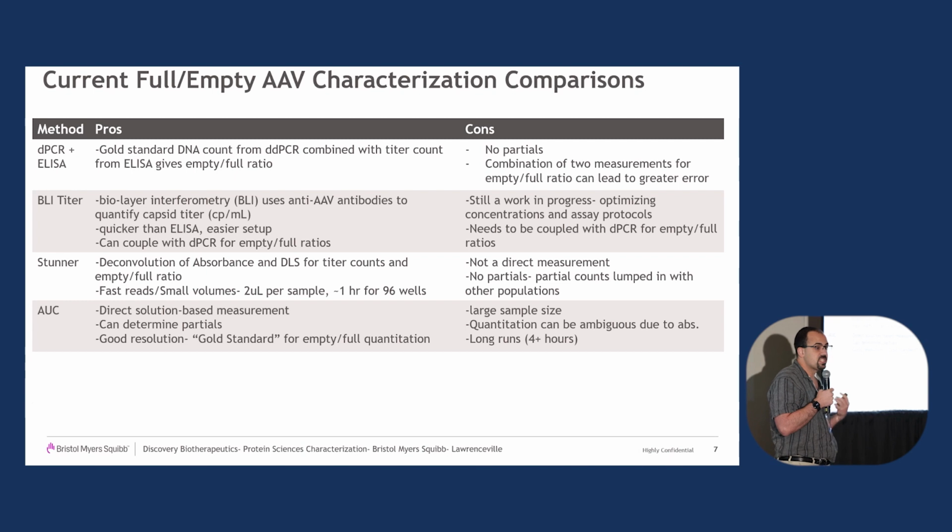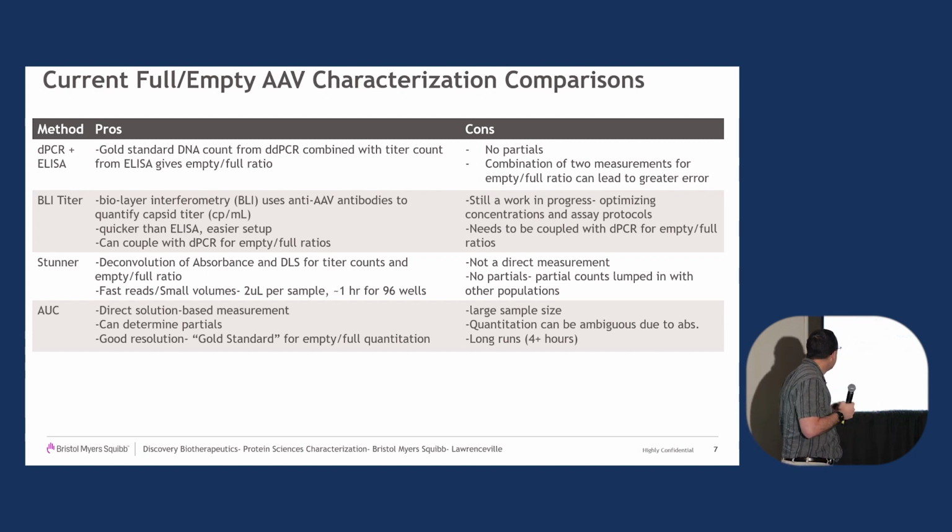A couple of the straight instrumentation that we were using for empty-full characterization is the Stunner from Unchained Labs. This is coupling absorbance with DLS and SLS for titer counts and empty-full ratio. This is nice when you're dealing with small volumes, and it gives you fast reads. It's plate-based format, so you could read about 96 wells in an hour. This is not a direct measurement, though, and you're not going to be getting partials. So this is something that we were having trouble with as well.